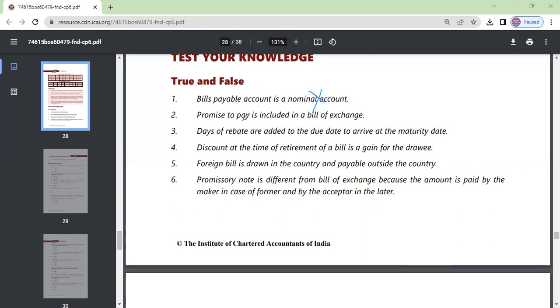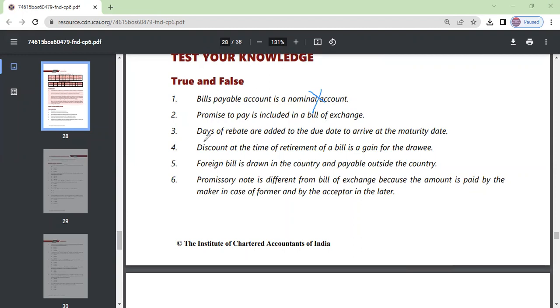Next, promise to pay. Promise to pay is included in bills of exchange? No, it is in the promissory note. Promise to pay is included in the promissory note. In the bills of exchange, it is an unconditional order, an order to pay. So false.